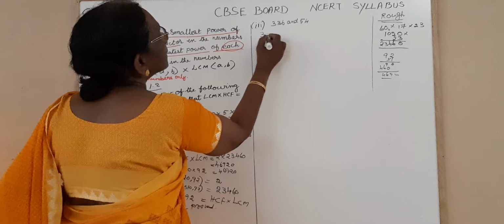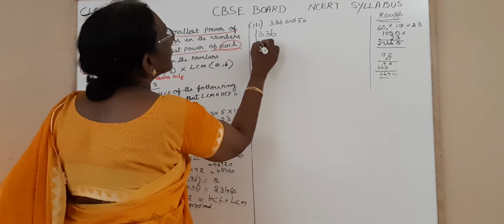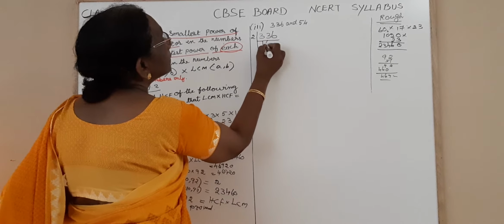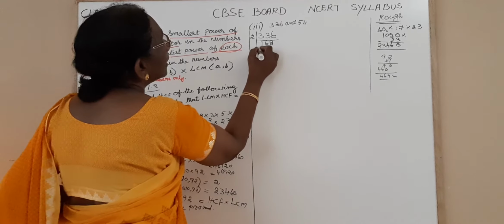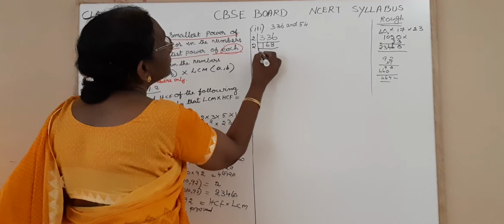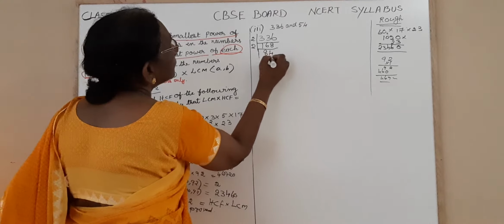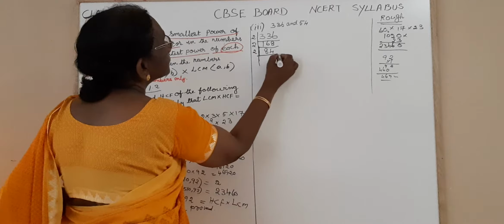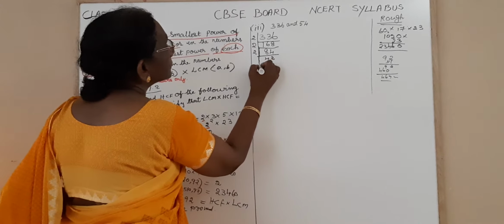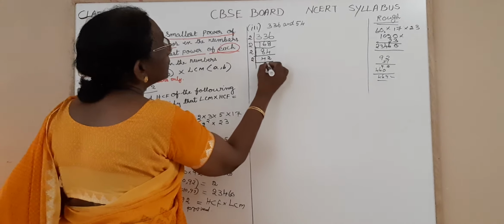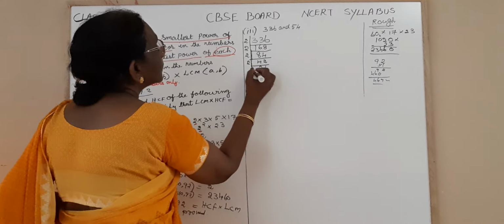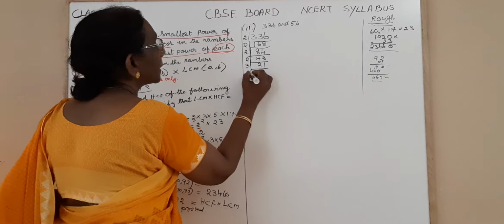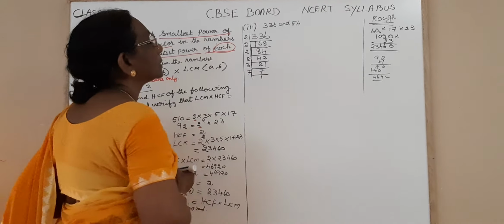So again 336, the prime factors of 336. It is divisible by 2. 1 2s are 2, 6 2s are 12, 8. And again it is divisible by 2. 8 2s are 16, 4. Again it is divisible by 2, 42. Again divisible by 2, 21. Now divisible by 3. 3 7s are 21. 7 is a prime number. So let us stop with it.